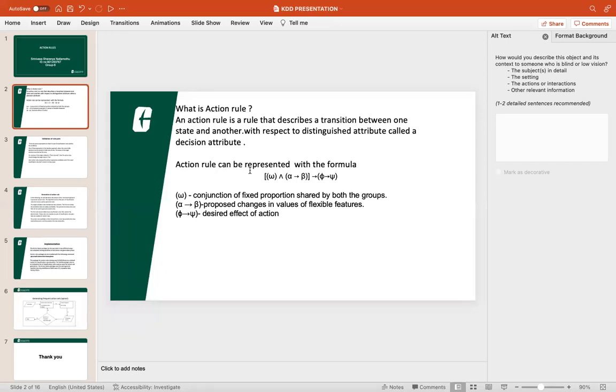An action rule can be represented with the following formula, where omega represents the conjunction of fixed proportion shared by both the groups, alpha implies beta represents proposed changes in values of flexible features, and pi implies psi represents the desired effect of action.